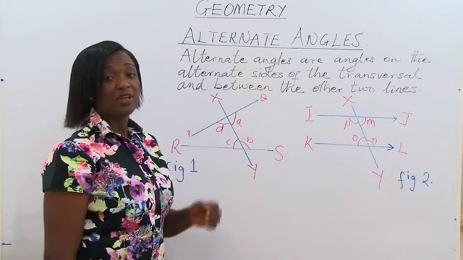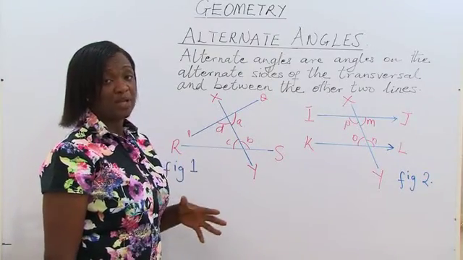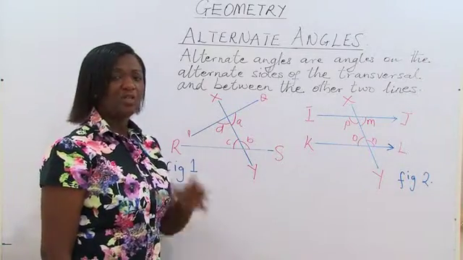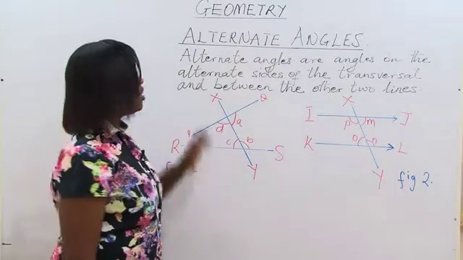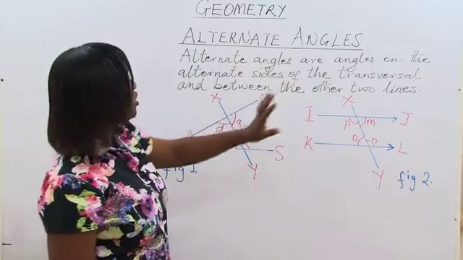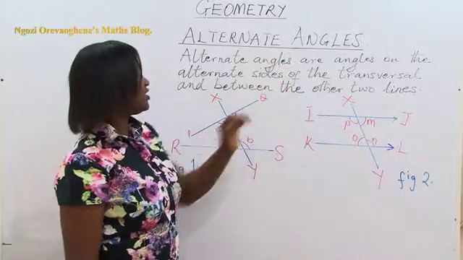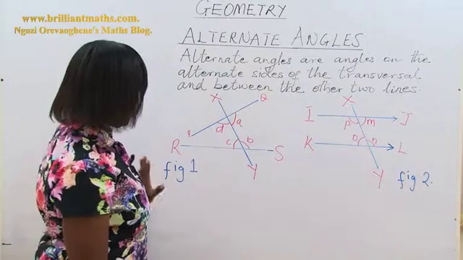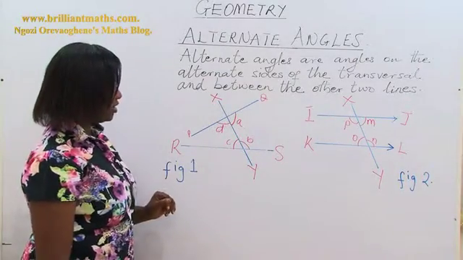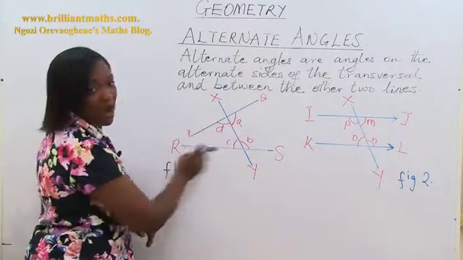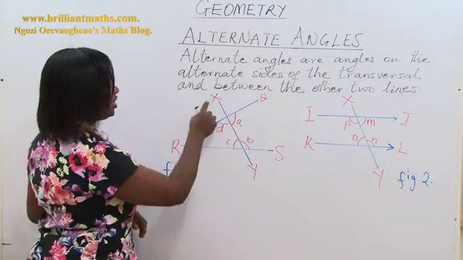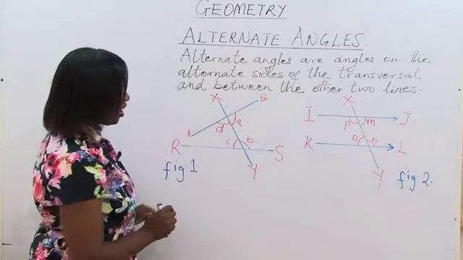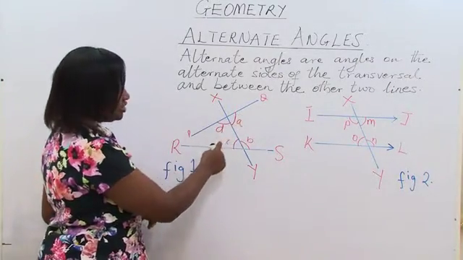Today we are starting off with alternate angles. How do we identify alternate angles? So the first question is, what are alternate angles? Alternate angles are angles on the alternate sides of the transversal and between the other two lines. What does that mean? For example, we have figure 1. We have line PQ and line RS, and the transversal is line XY. So the alternate angles here are angle A and C.